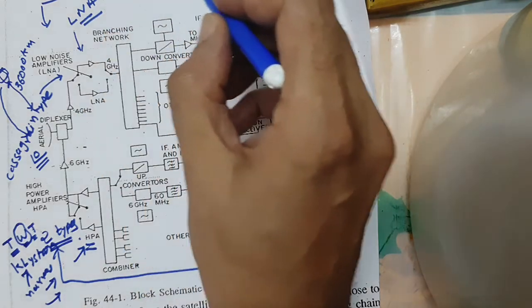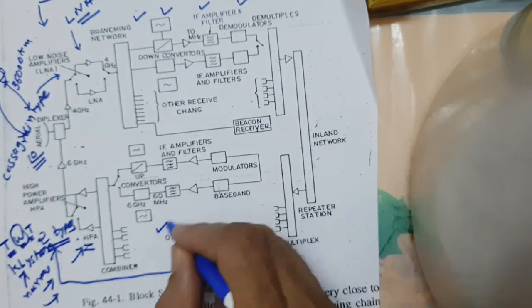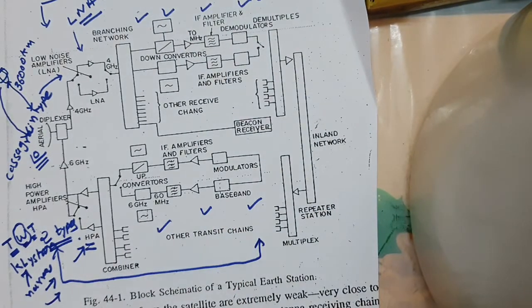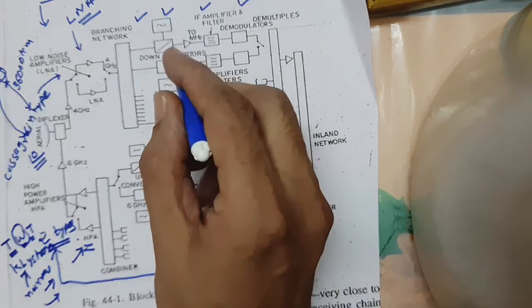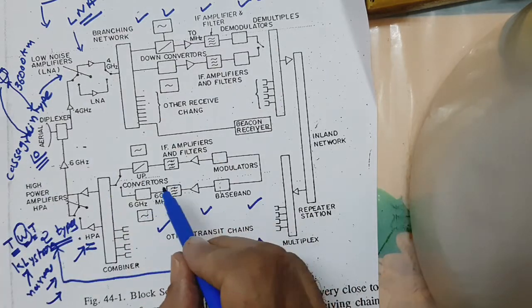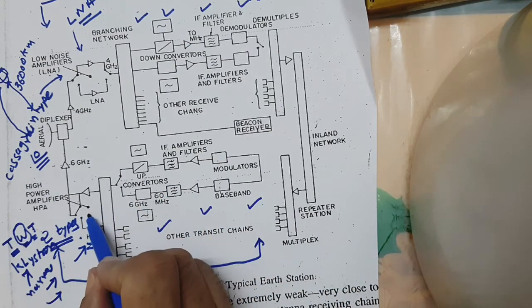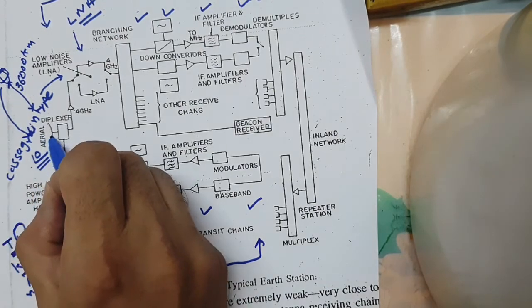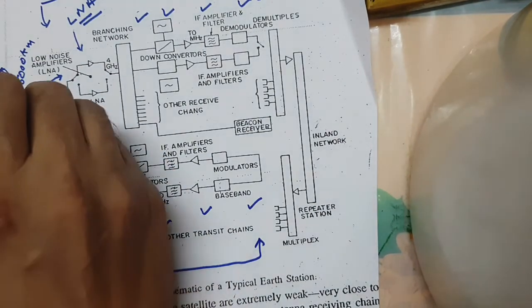This is nothing but the GCE. This is our GCE, that means ground communication equipment. This ground communication equipment consists of an up and down converter. That means in the transmitting section, there is an up converter through which we can increase the frequency of the signal, and increase the power through the HPA, and give it to the antenna through which we can transmit the signal towards the satellite. This is your receiving chain.